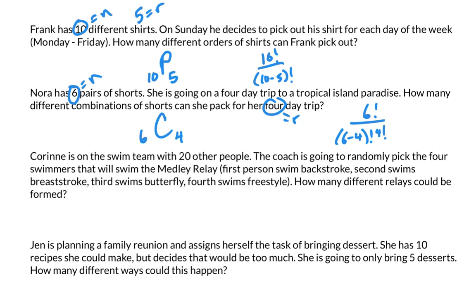All right, Corinne is on the swim team with 20 other people. The coach is going to randomly pick the 4 students that will swim the medley relay. First person picked swims backstroke, second swims breaststroke, third butterfly, fourth freestyle. So in this case, it makes a difference which order you're picked because the first person swims a different stroke than the second person. So this would be a permutation. 20, picking 4. If you wanted to use the formula, you'd say 20 factorial over 20 minus 4 factorial.